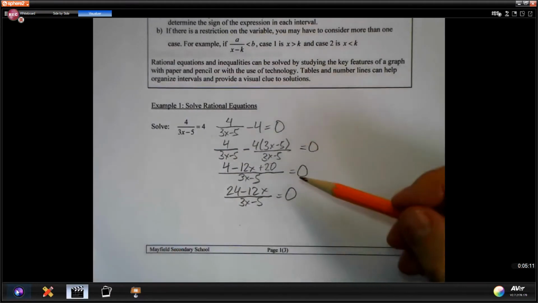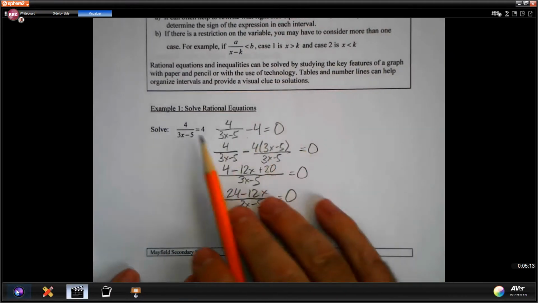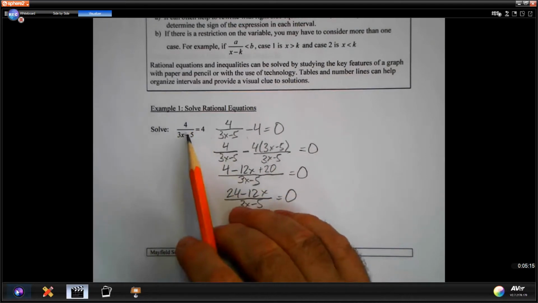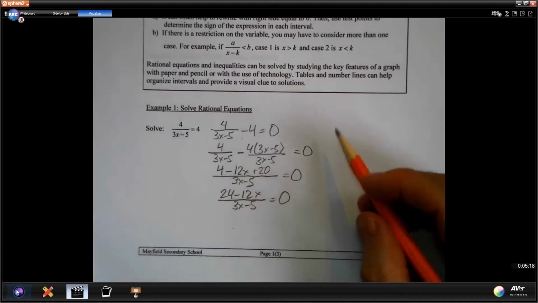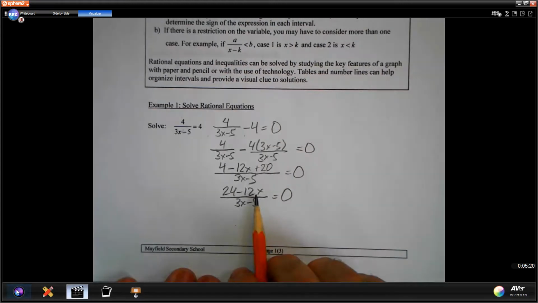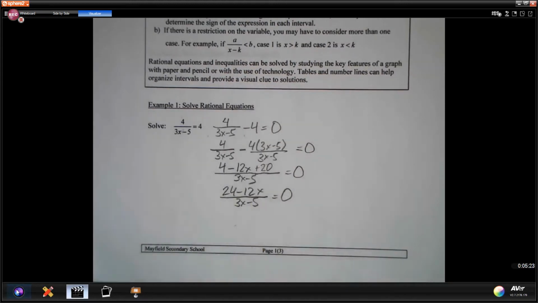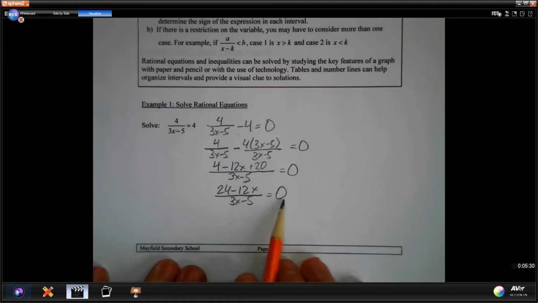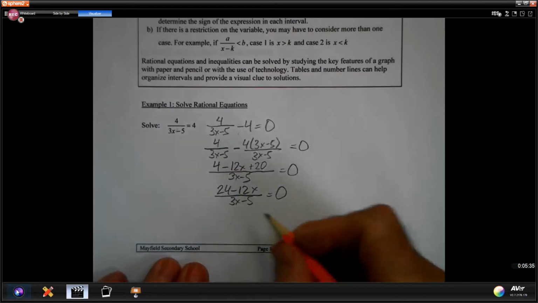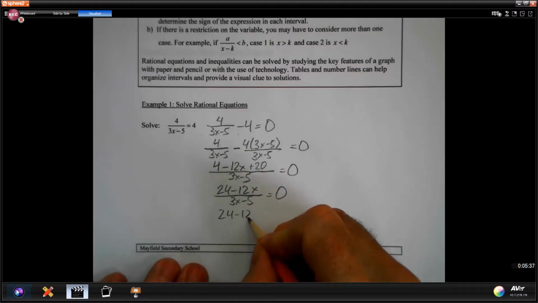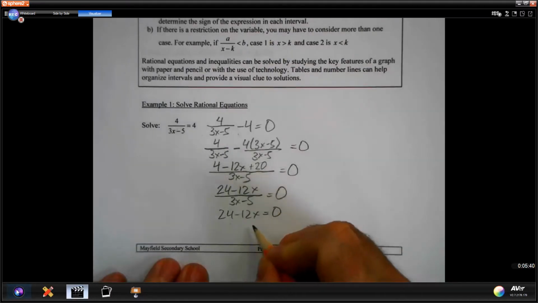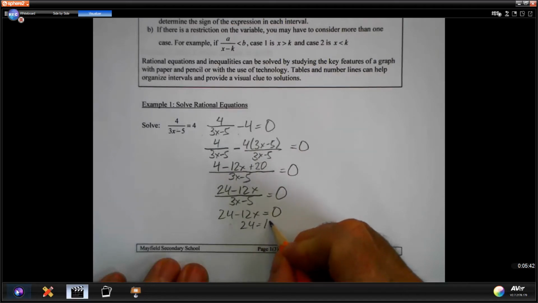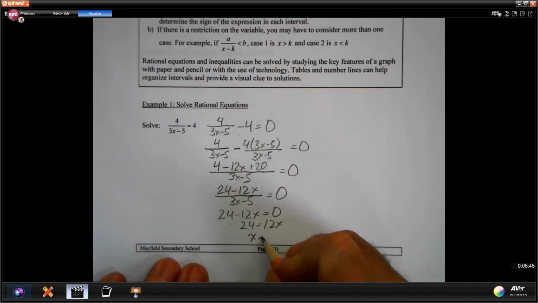Now we've arrived where we basically changed this into a rational expression equal to 0. So here's my new rational expression. The rational equations, once we get it in this form, are fairly straightforward, because if I want this whole thing to equal 0, it means the top must be 0. So I can go ahead and set that. 24 minus 12x equals 0. That means 24 equals 12x, or x equals 2.